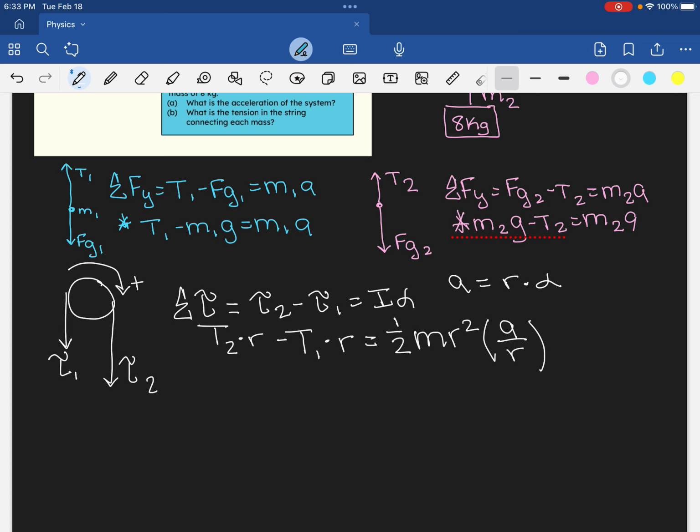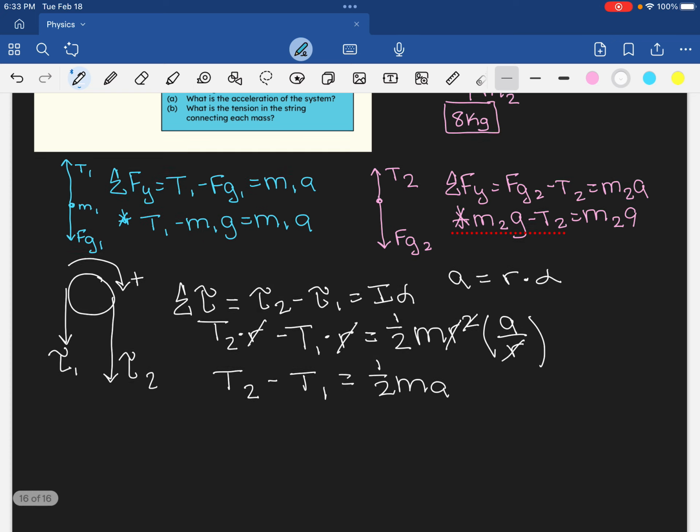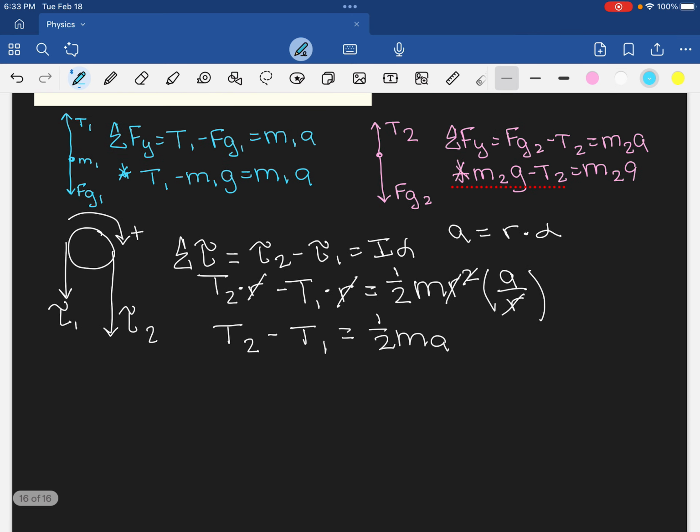Now looking at this, we can cancel out one of these r's, and since we have an r in each of these expressions, that will cancel out with that r as well. So we are able to cancel out a bunch of stuff, and we end up getting T2 minus T1 equals 1/2 ma. Now this is where we're going to start cleaning some stuff up and combining some equations. If we look at what we have right now, T1 is an unknown, A is an unknown, T2 is an unknown, and this A is an unknown.